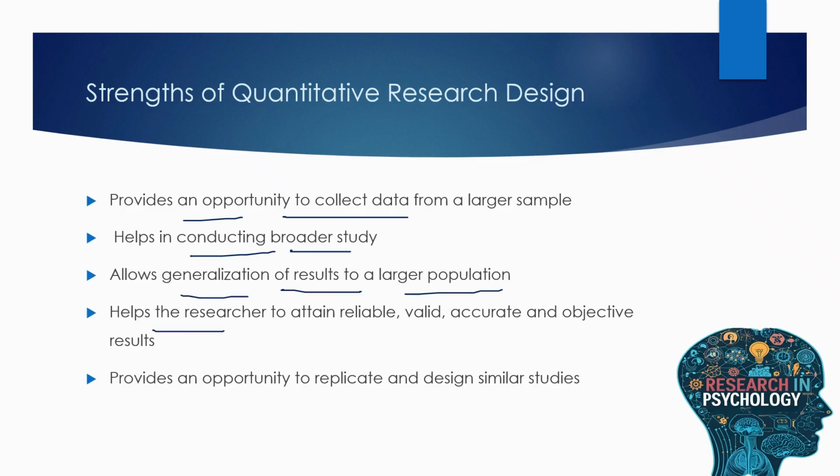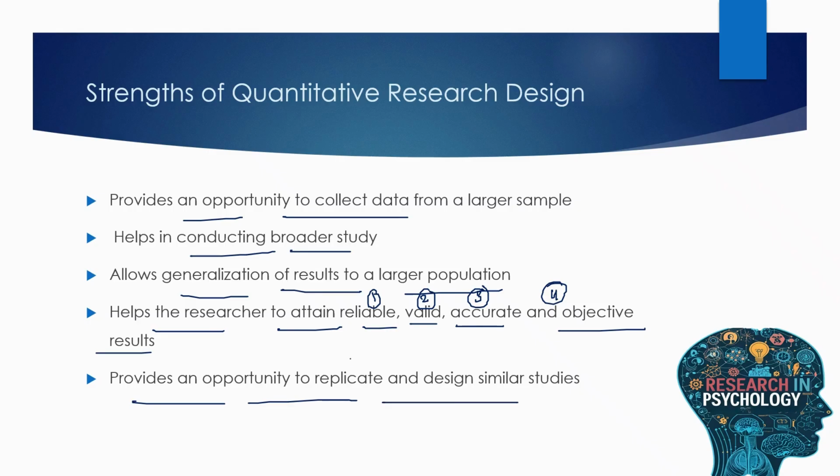It helps the researcher to attain reliable, valid, accurate, and objective results. Okay, remember reliable, valid, accurate, and objective results. It also provides an opportunity to replicate and design similar studies. See, replicability. This comes with reliability, right? When a test is reliable, you can replicate it also. So, quantitative research design provides an opportunity to replicate and design similar studies also.